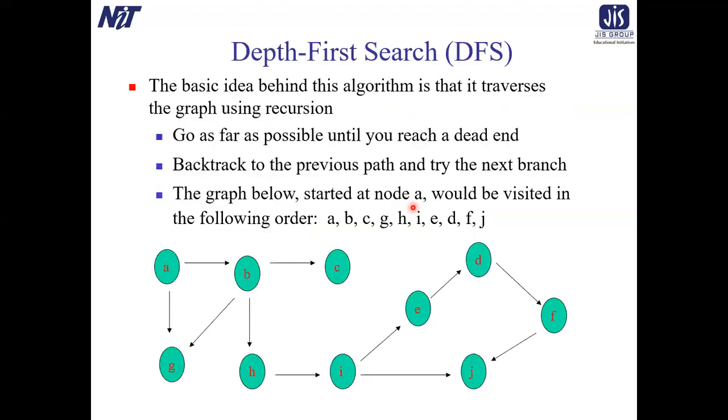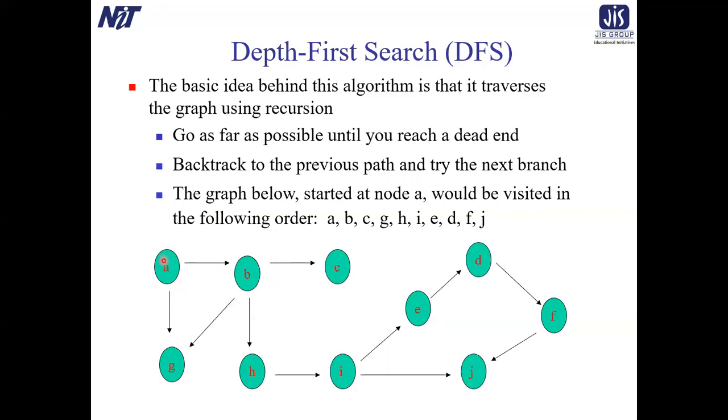So now come to the depth first search, that is DFS. The basic idea behind this algorithm is that it traverses the graph using recursion. Go as far as possible until you reach a dead end. Backtrack to the previous path and try the next branch. The graph below starting at node A would be visited in the following order. Suppose this is A. First, you can visit A to B, or you can also go A to G, but we have to take alphabetical order. So from A to B we have to go.